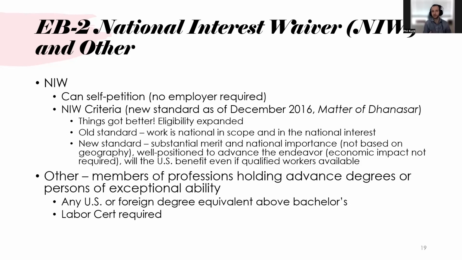Before 2016, we didn't really even know what was going on, right? Because it was really an ambiguous kind of standard for national interest waivers. And basically the old standard was that the work is national scope and in national interest, and no one really knew what that meant. Everyone kind of had an idea, right? But then with this Matter of Dhanasar, a new standard was implemented, and we're much more able to assess how successful an application is going to be based on these new standards, right?